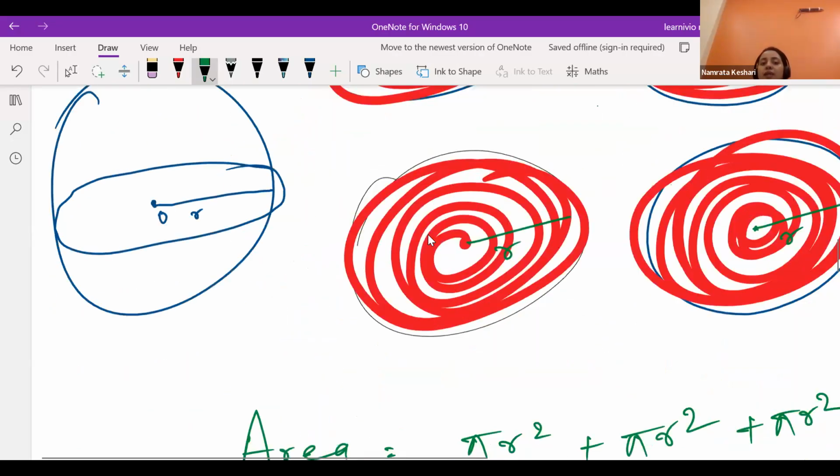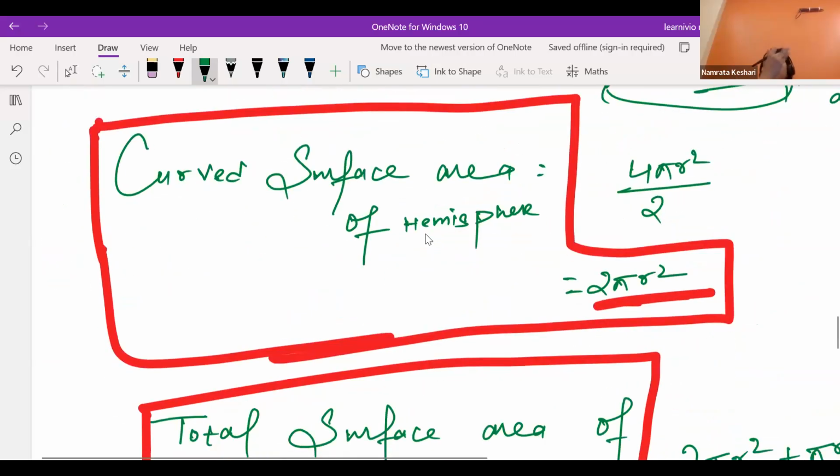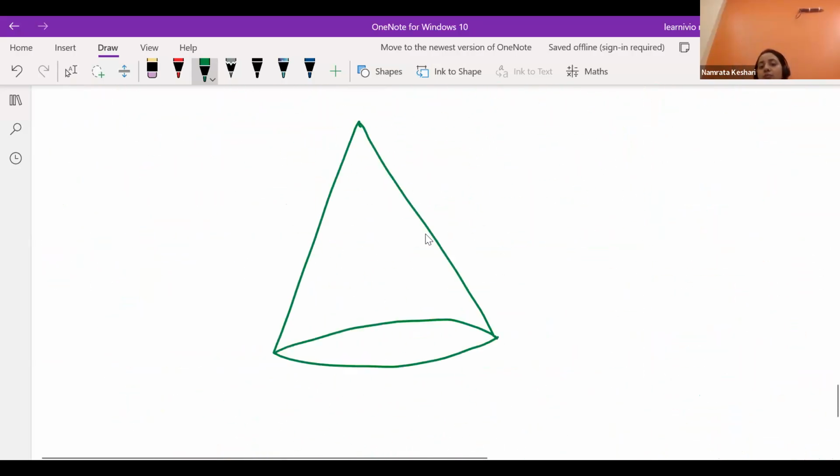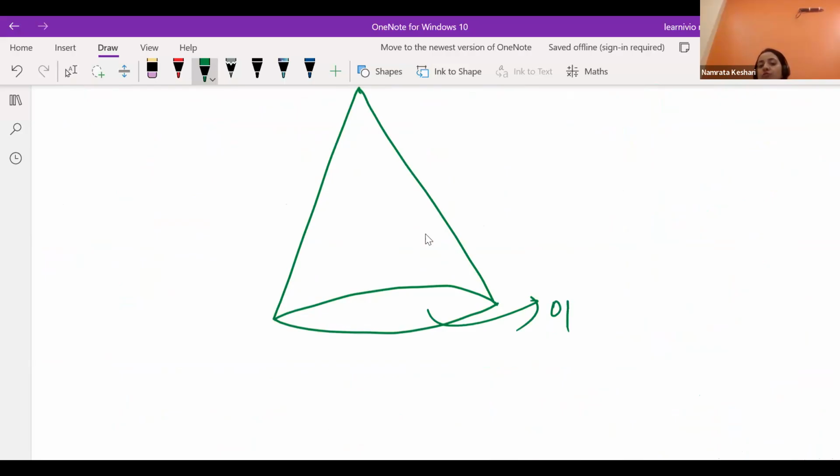So for making the cap, we just need the curved surface area. It must be open from this end, so we don't need to find the total surface area. We will find only the curved surface area. That much sheet will be required.